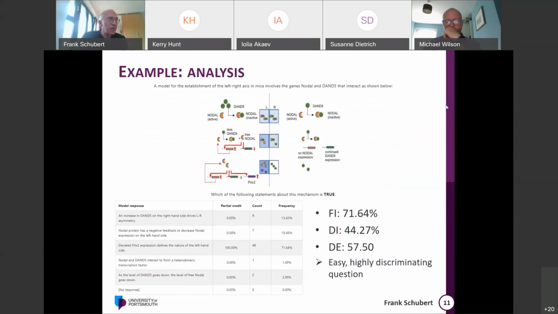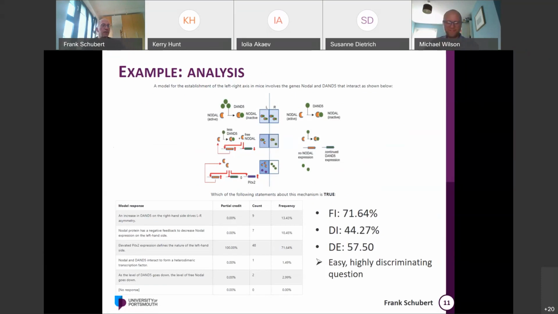The next question is an analysis question. In this case, the students were given a figure, and the figure here represents a particular process. The process is how we achieve the asymmetry between the left and the right side of the body and what the molecular mechanisms involved are. These are depicted in a schematic way, and students have to really figure out what is going on here. What is depicted are particular genes interacting with each other, and the students have to figure out what is going on. Once they have done that, they will be able to answer the question.